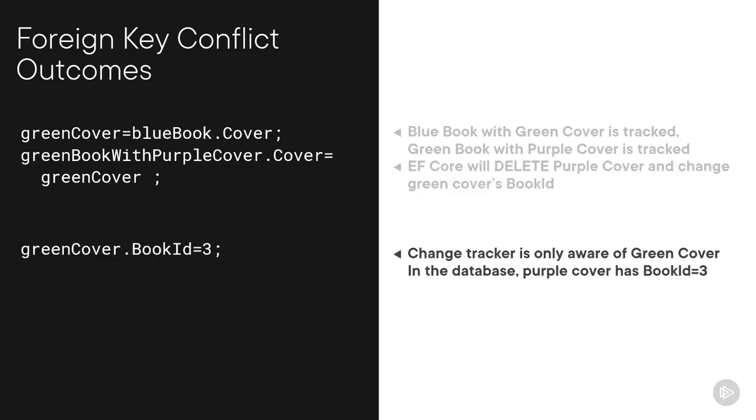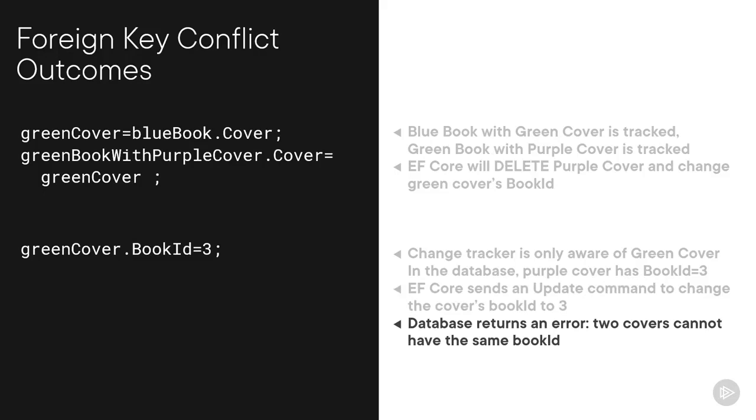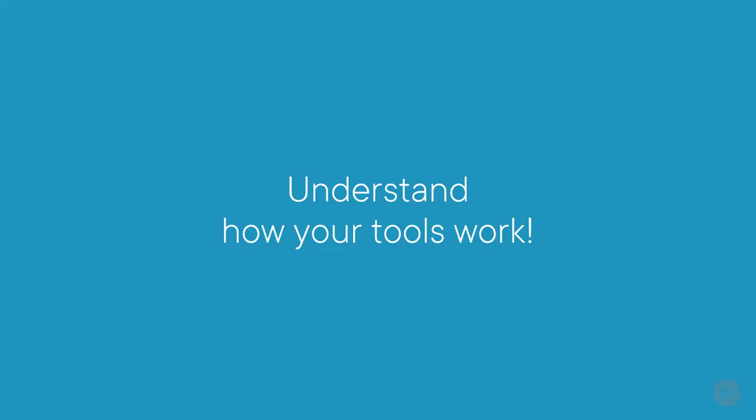And if the books aren't being tracked, and EF Core is just sending an update command for the cover to change its book ID, that means there's already a row in the covers table with that book ID. And when the database tries to execute EF Core's command, again, you're going to break the unique foreign key constraint because there can only be one cover with that book ID, and the database will return an error. Again, that goes back to making sure you understand the behavior of your tools and writing your application to protect you from those kinds of side effects.